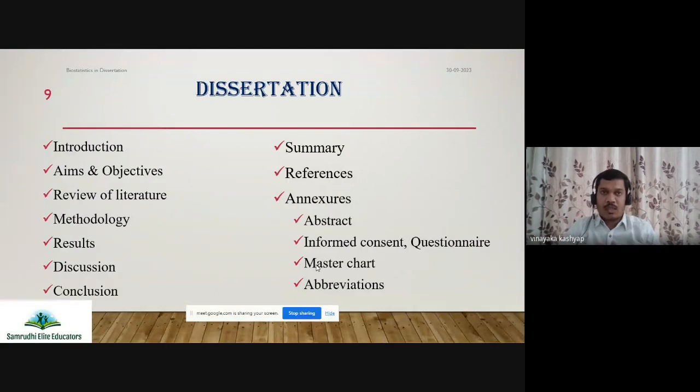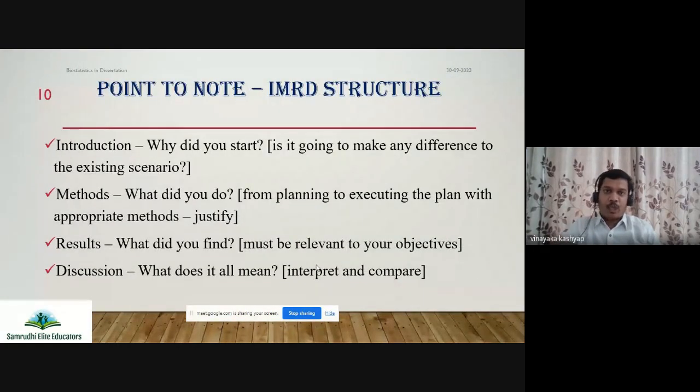For example, you are a surgeon, you are an orthopedician, you're doing a study comparing the various suture materials or comparing the surgery. So you have taken a few photographs. So all these things will be added in the particular annexes. Yes, so point to note, there is something called the IMRD structure. So what is IMRD structure? That is introduction, methods, results, and discussion.